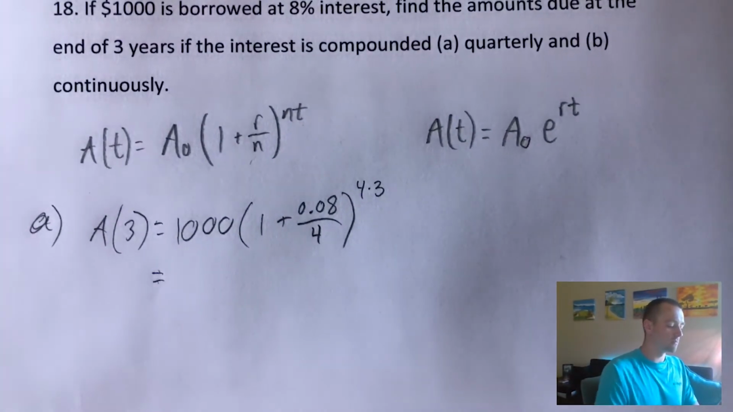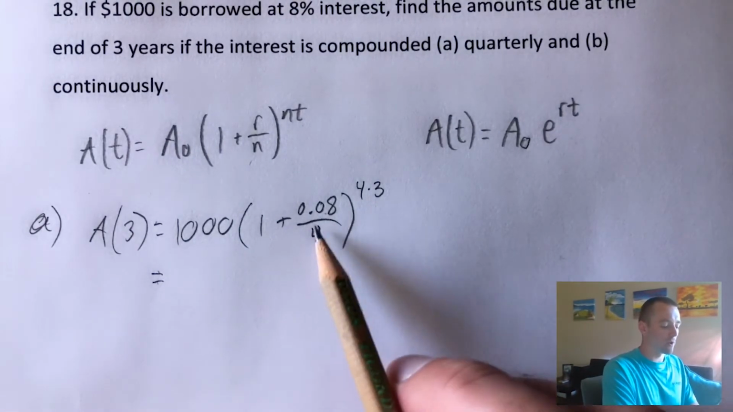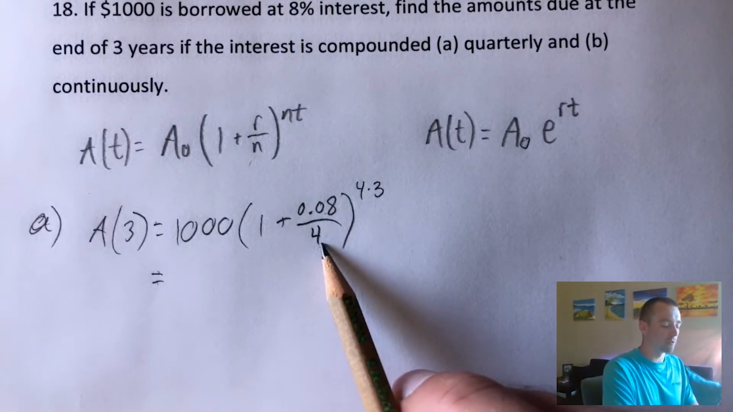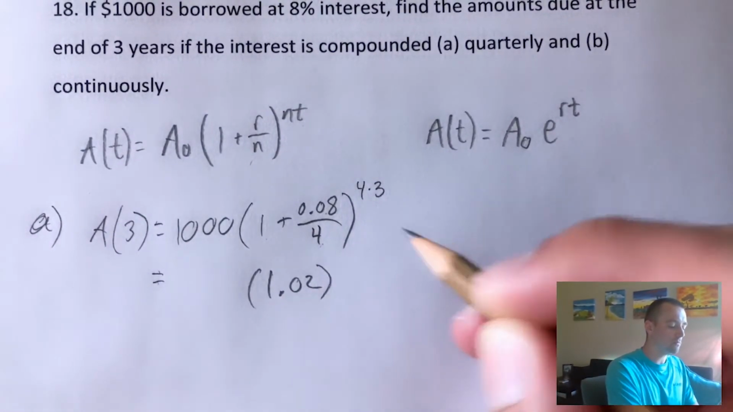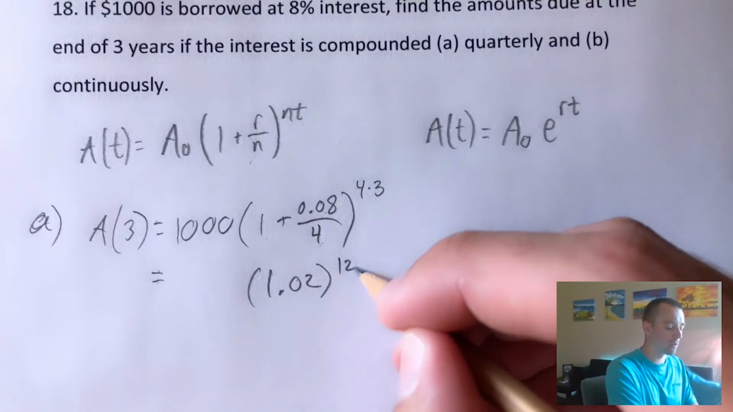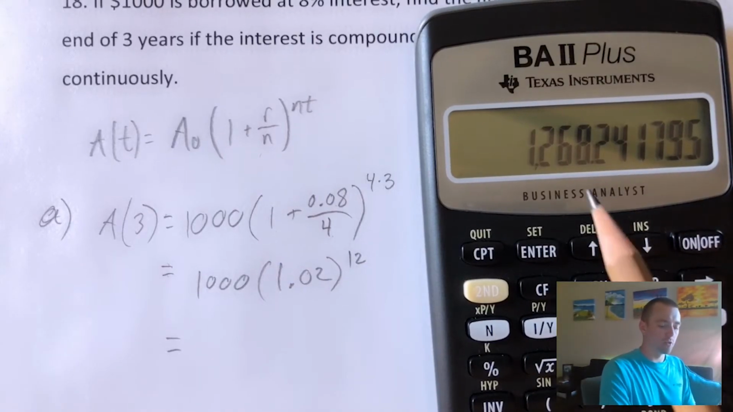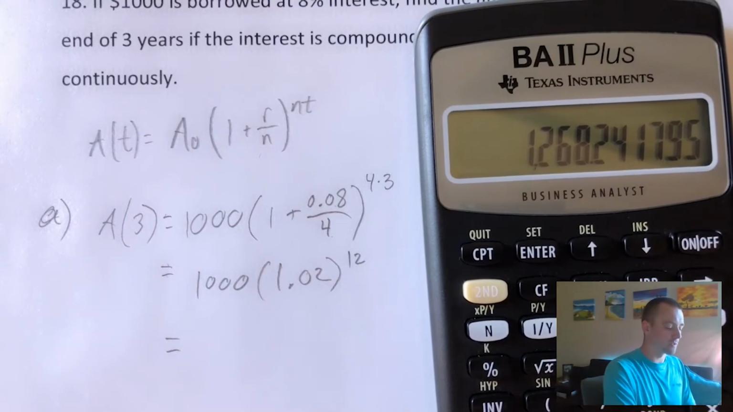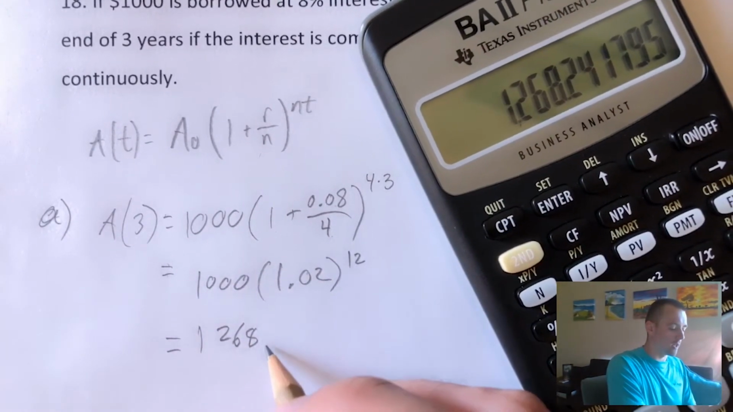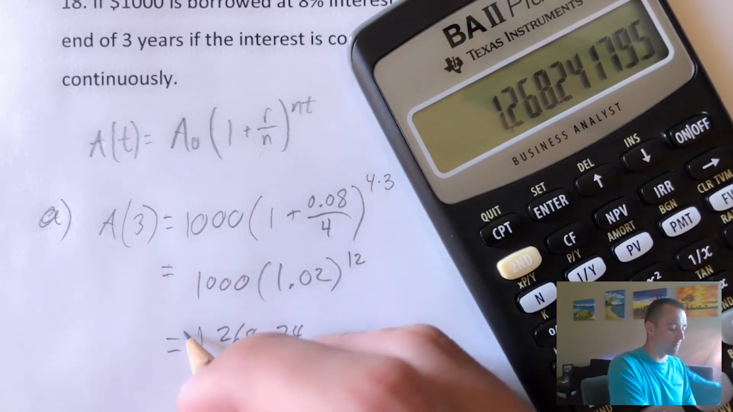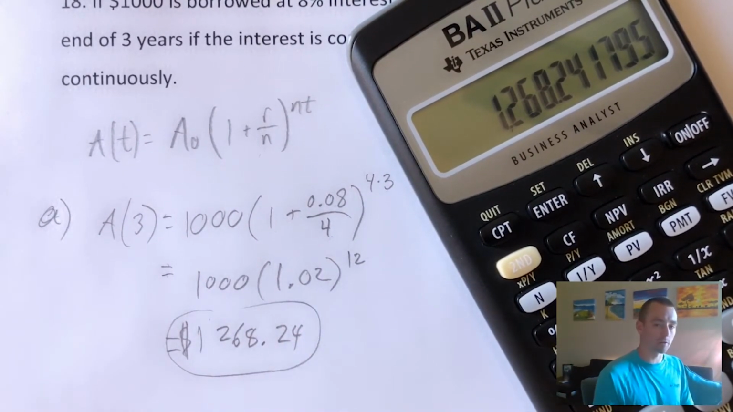So if we simplify this or plug it into a calculator, 0.08 divided by 4 is 0.02, plus 1 would give us 1.02, raised up to the 12th power, and then multiplied by 1,000. And if you plug that into a calculator, you would get this number here, $1,268.24. So that would be the amount of the loan that would have to be paid back after 3 years if it was compounded quarterly.